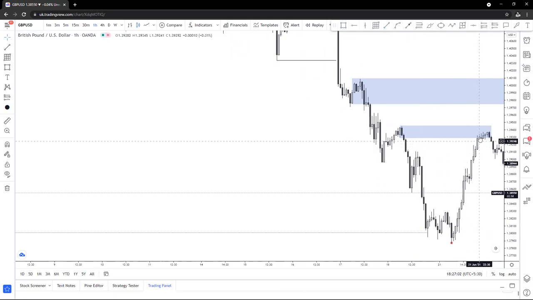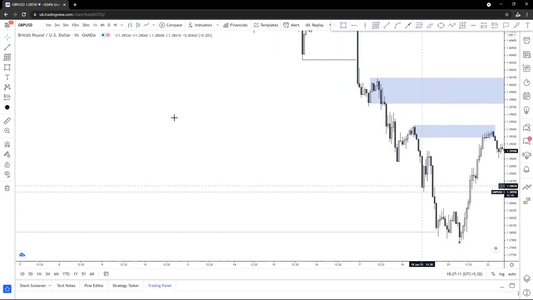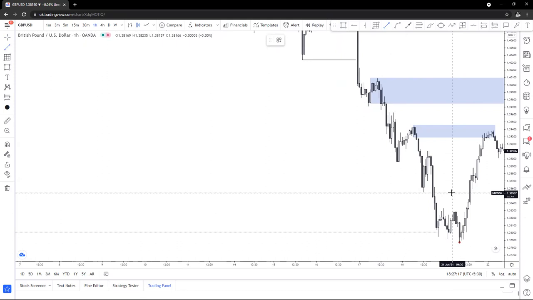If price keeps going higher, the people who placed buy stops here would be in profit. I told that to you. Now we know that price needs to pull back, and then we need to focus on all of these tiny little details. We have this break of structure on the 1 hour.